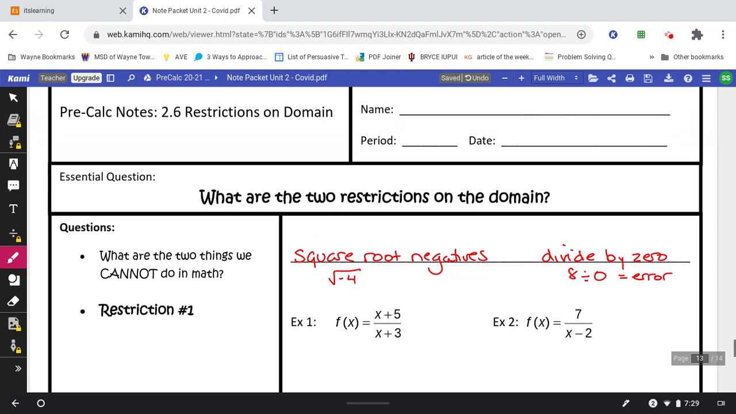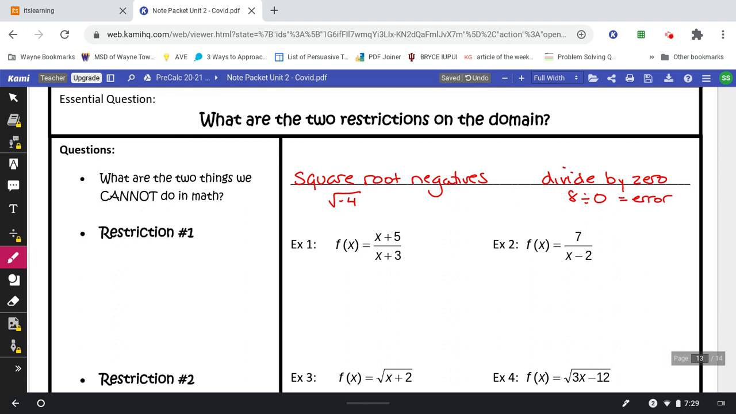So what's happening here is we're thinking about if you were going to graph some of these things. Normally when we graph, we make a t-table and we just plug in random numbers. But if we ever have to plug in a square root of a negative or divide by 0, we actually can't do it. So that's kind of what we're determining here. What can't we do? So the first restriction is we can't divide by 0. We're going to talk about that one first.